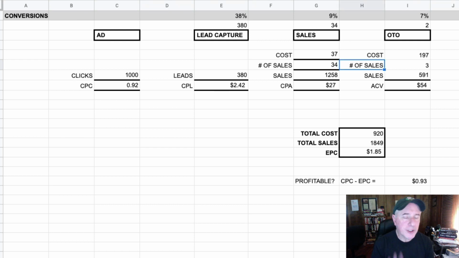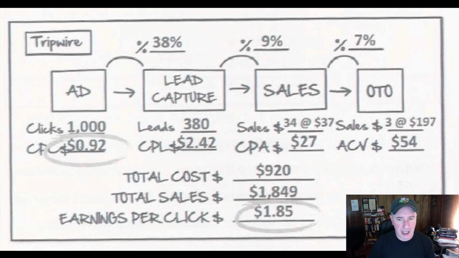So what we're looking at here is the same thing we just looked at in the image. As you can see, the cost per click is 92 cents, and the earnings per click is $1.85, which if you look here, 92 cents, $1.85, same thing.